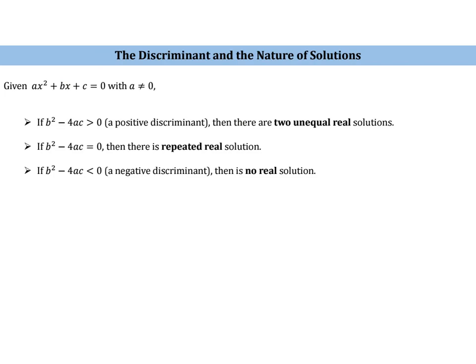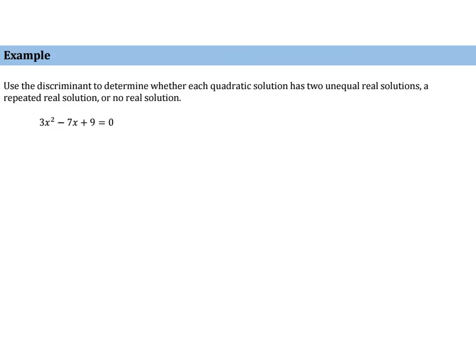If b squared minus 4ac is positive, we will have two unequal real solutions. If b squared minus 4ac equals 0, then we will have a repeated real solution. Lastly, if the discriminant is negative, we will have no real solution to our quadratic equation. So let's take a look at an example.